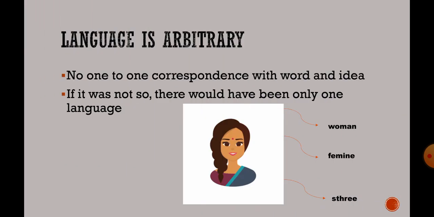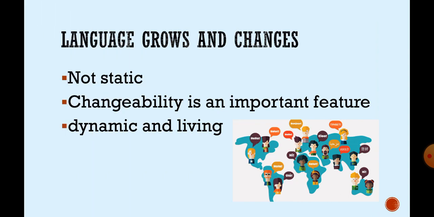Language is arbitrary. There is no direct relationship between the sound of a word and the thing or the idea it represents. We cannot offer any logical explanation why an adult female human being is called woman in English, Zan in Persian, feminine in French, and Stri in Sanskrit. If this was not a property, there would have been only one language in this world. So, we can say that there is no one-to-one connection between the sound or the form of any word and the object it represents.